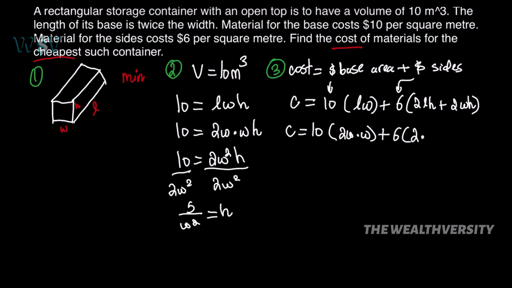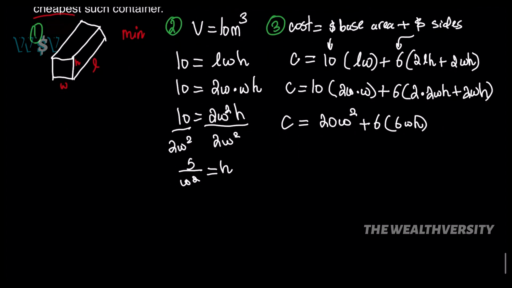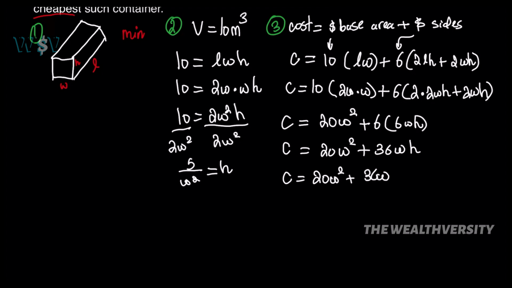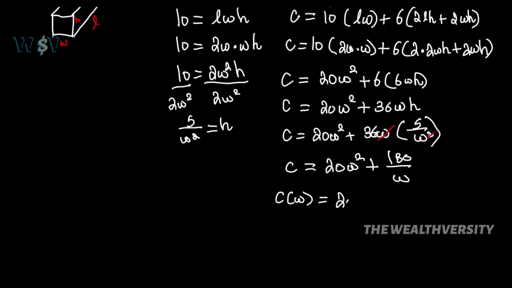So the cost of the sides will be 6 times 2 times length times height plus 2 times width times height. Now to simplify, we sub in 2w for length, and we get 20w squared plus 6 times width times height. We already have h isolated, so we sub h in so we can make the cost function a function of w, and we get 20w squared plus 36w times 5 divided by w squared. The final cost function after simplification will be C of w is equal to 20w squared plus 180 divided by w.